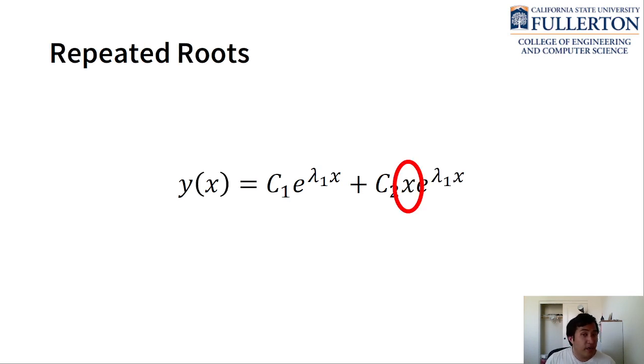If you have a repeated root, or in other words, you have just one root and it's repeated, then you're going to find your second solution here by multiplying by x. And so your first solution here is going to be c1 e to the lambda 1x. Then your second solution is also going to be c2 e to the lambda 1x, but we're going to multiply that by x so that we have two linearly independent solutions.